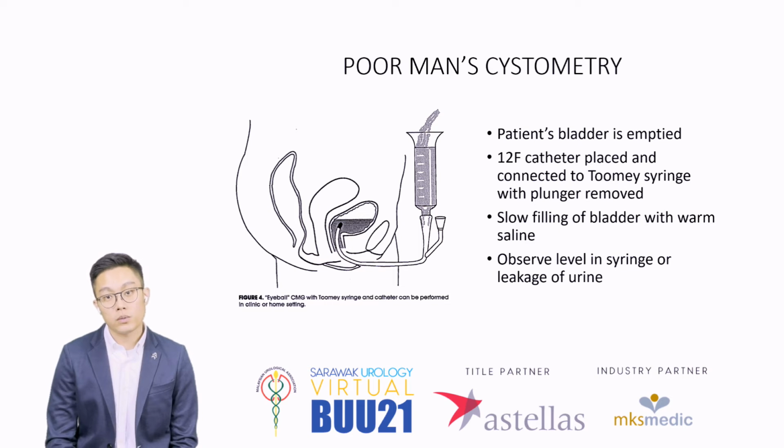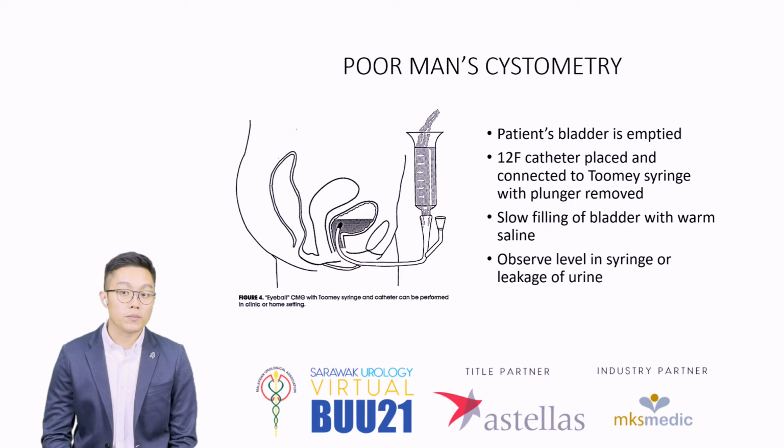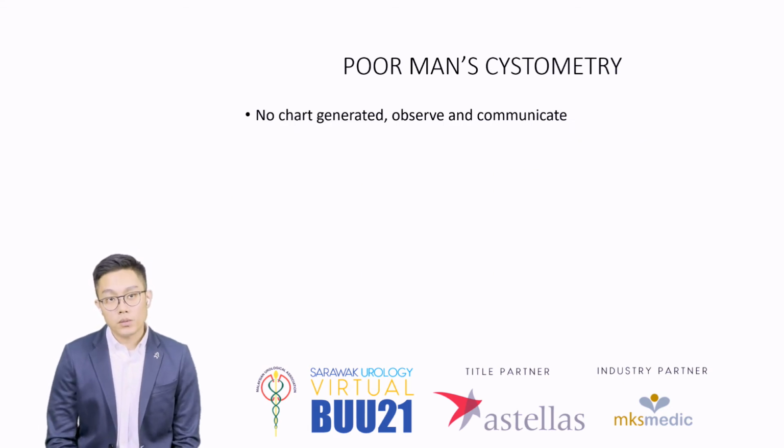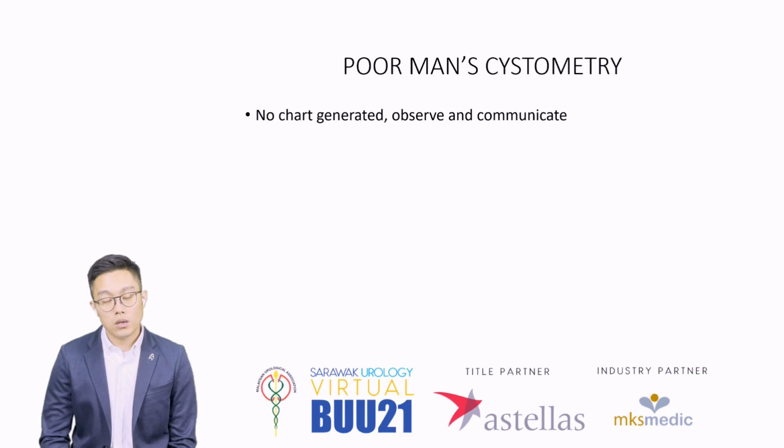You remove the plunger from the syringe and connect it to one end. Then you slowly fill the bladder with warm saline and observe the level of fluid in the syringe, and also observe for any leakage of urine. For this procedure, no chart is generated, so it's all by observation and communication.